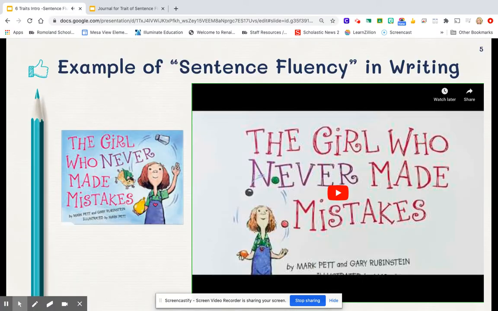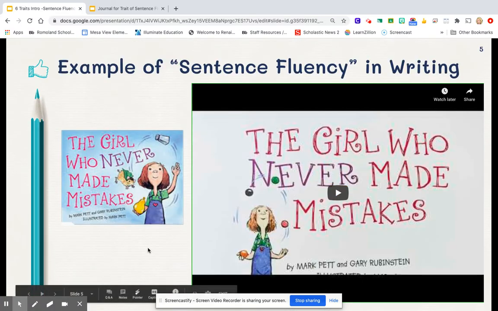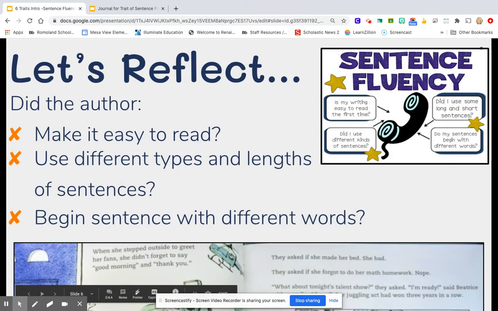All right. So let's reflect on this text. And first, we want to say, did the authors make it easy to read? They sure did. Not only was it easy to read, it was really interesting. I love this story. Did they use different types of sentences and different lengths? Well, let's take a look.